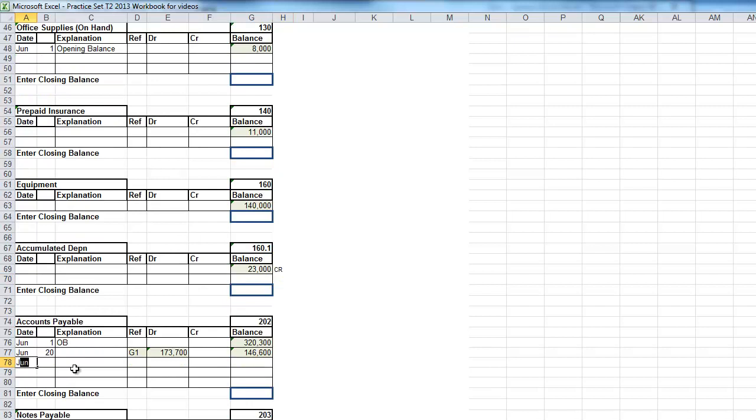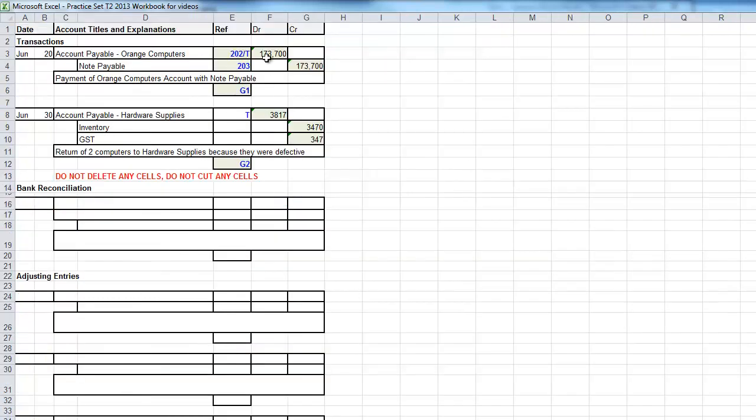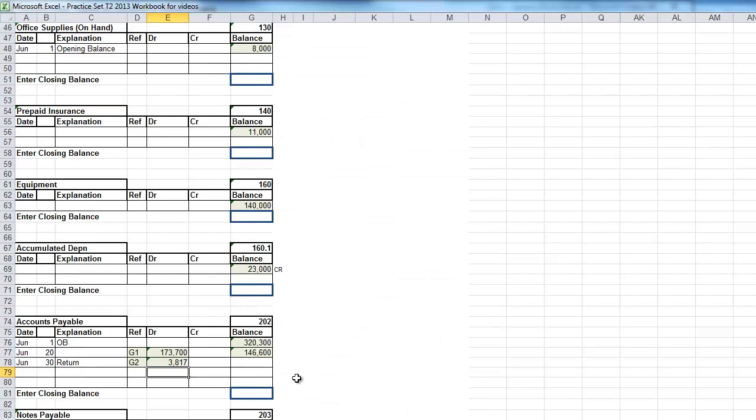So June 30, return, G2, the amount, 3817. That's done. Now fix up our journal. So 146,600 minus 3817.